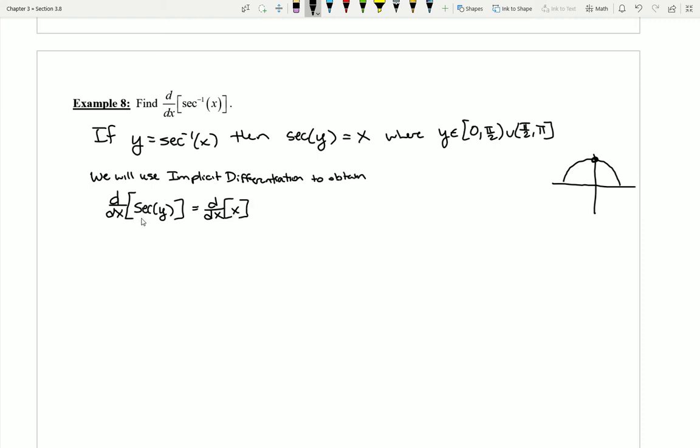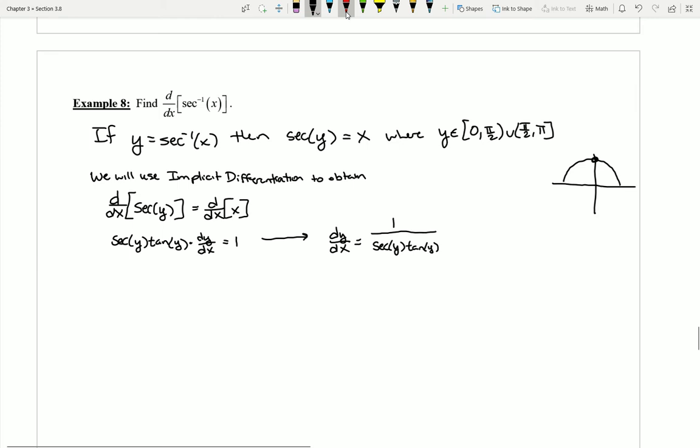Okay, so I have to remember what the derivative of the secant of stuff is. Well, you might recall that's going to be secant stuff, tangent stuff. And then, by the chain rule, I'd have to say multiplied by the derivative of the stuff. That's just going to end up dy dx. On the other side, again, I'm just going to get the value of 1. And so it seems pretty easy here again to get dy dx all by itself. I'm going to end up with 1 over secant of y tangent of y. And so we're pretty much done here, right? I mean, we found a derivative.